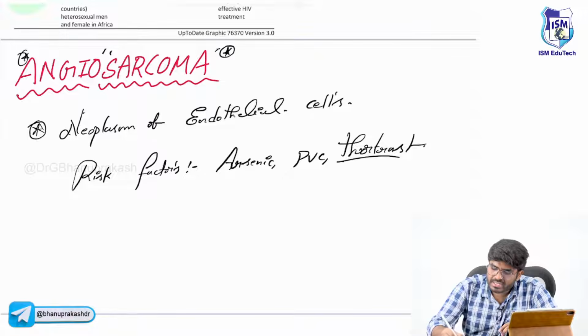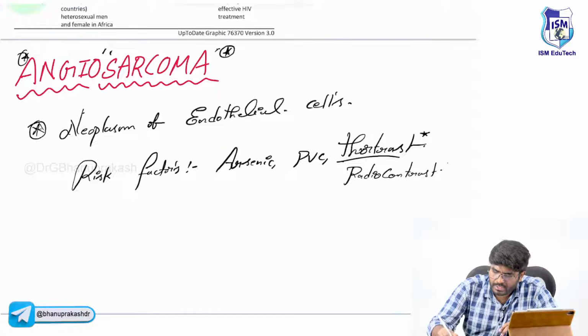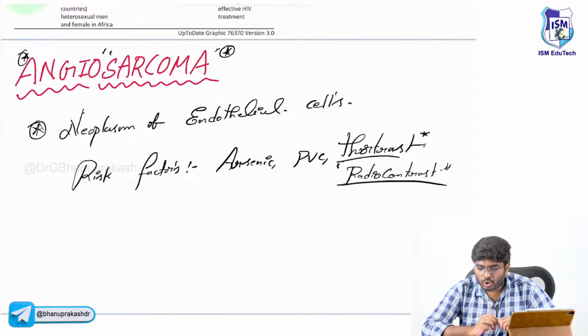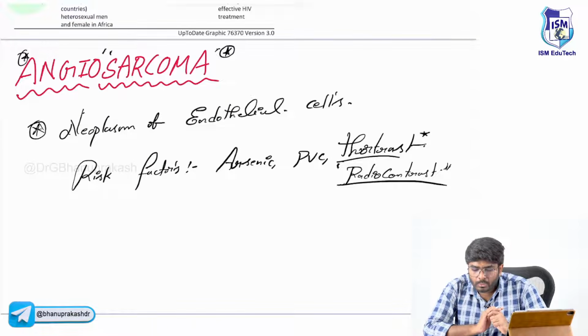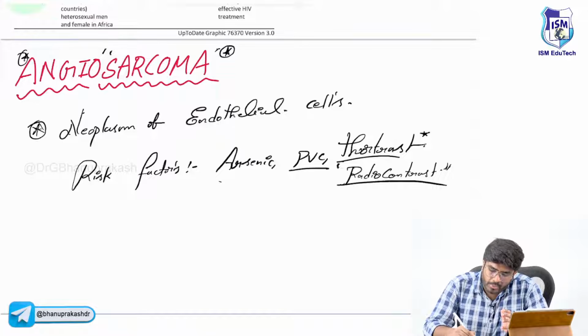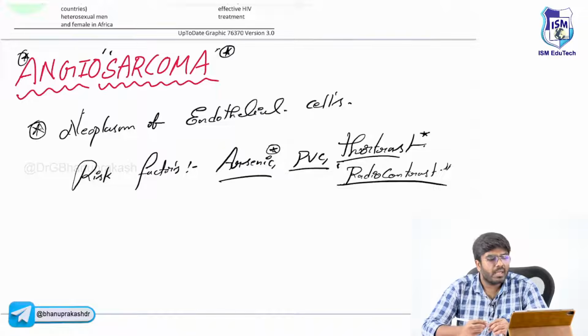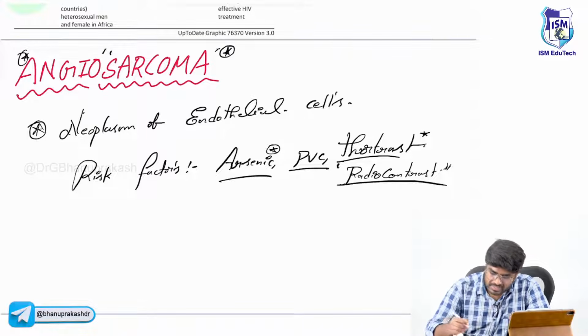What exactly is thorotrast? It's a radio contrast agent used by the radiologist for getting better films. It is injected into the body. So thorotrast exposure can lead to angiosarcoma, polyvinyl chloride can lead to angiosarcoma, and arsenic poisoning can lead to angiosarcoma, sir. Okay, so how to identify this? MCQ.